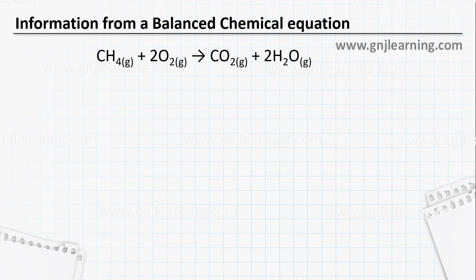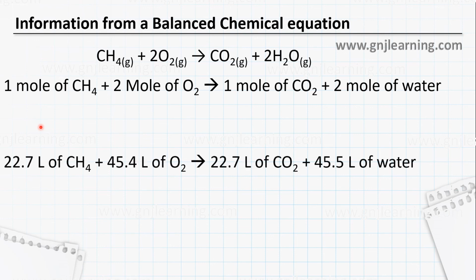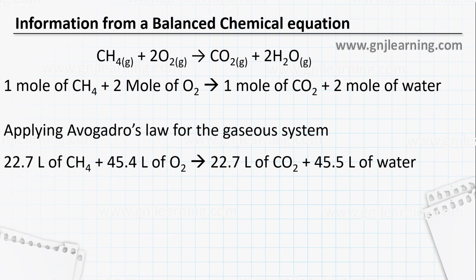So again, we are using the same formula. I have 1 mole, so instead of 1 mole, now I can substitute the value of volume here. For 1 mole of methane I have 22.7 liters, and 2 moles is double of 22.7, that is 45.4 liters. So this is after applying Avogadro's law for the gaseous system.